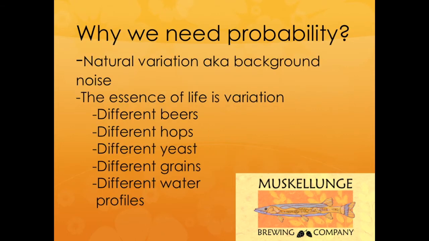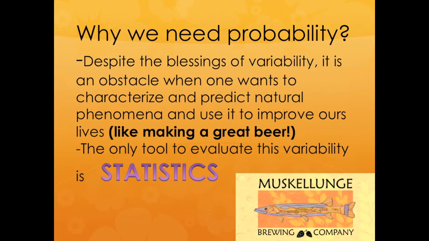Why do we need probability? Well, because of the natural variation that surrounds us, also known as background noise. This is the meaning of our life. Variation is the essence of our existence. Different beers, different hops, different yeast, different grains, water profile, color, cars, food, whatever. So variability keeps us moving forward, right?